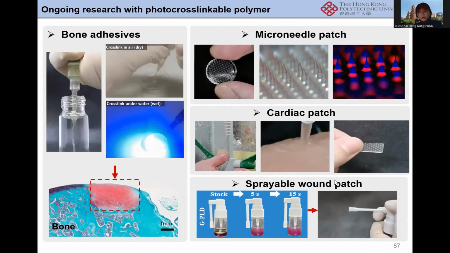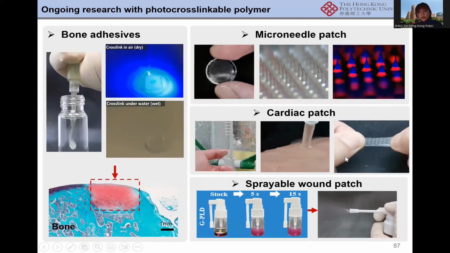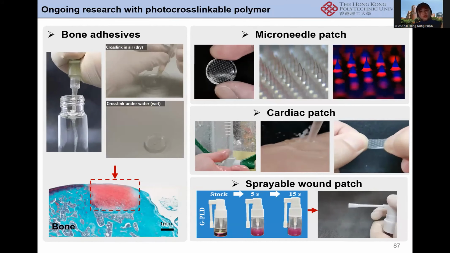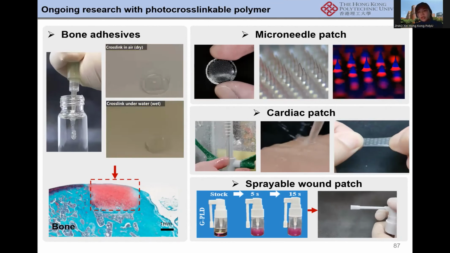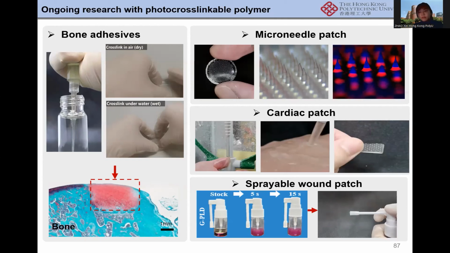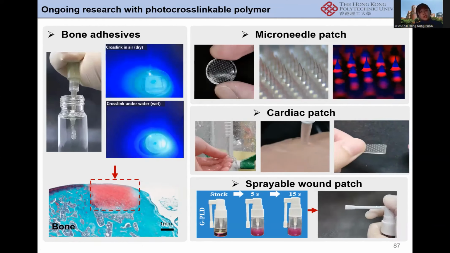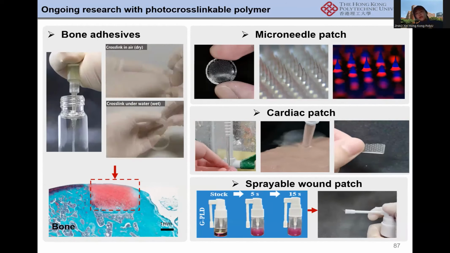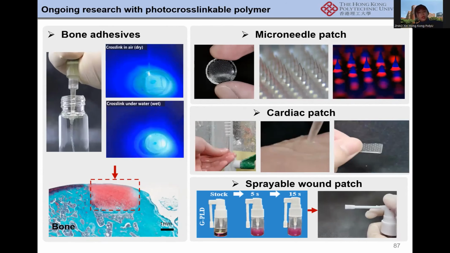And we're also making the materials into a cardiac patch, because we can control the m and n of the propylene glycol and also the lactide, so we can make the materials very elastic. And we can also make the materials sprayable. We can spray the materials onto a skin wound, and upon light exposure, the materials solidify, and we have this kind of sprayable wound patch.